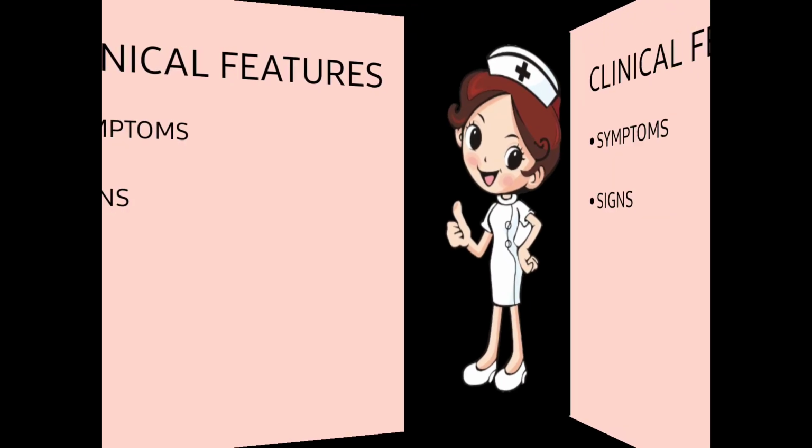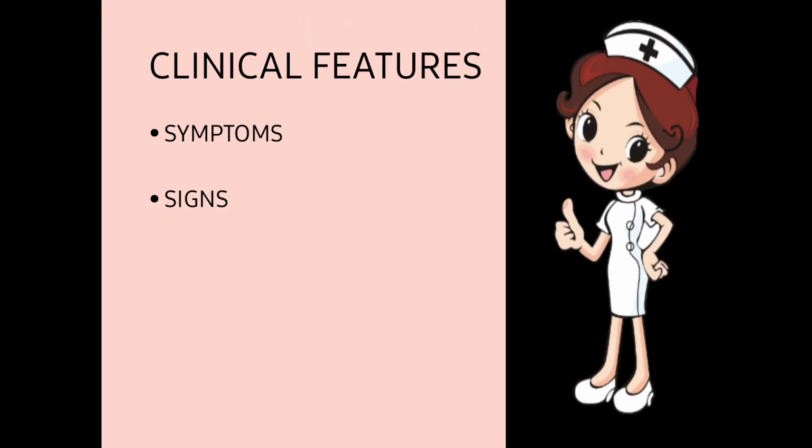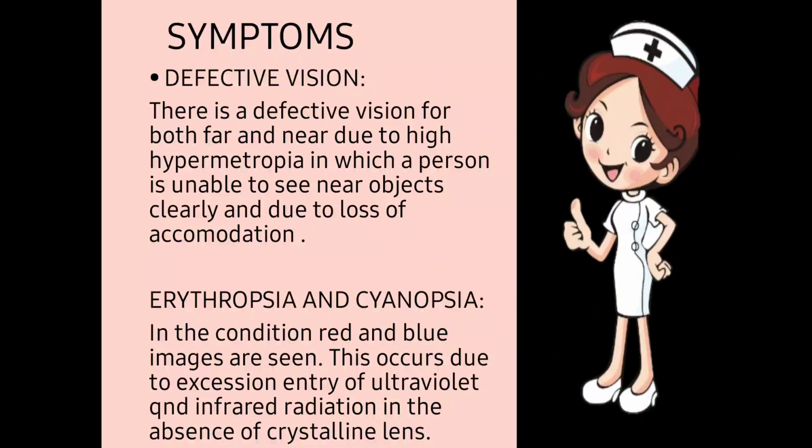Okay, next one, clinical features. In case of clinical features, we will discuss the symptoms as well as the signs. First one is the symptoms. The first symptom is defective vision. Next one is erythropsia and cyanopsia.